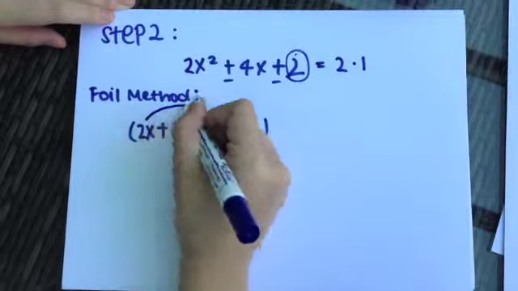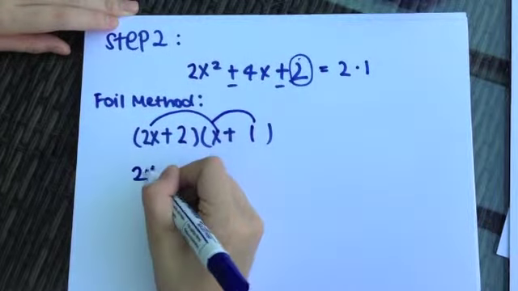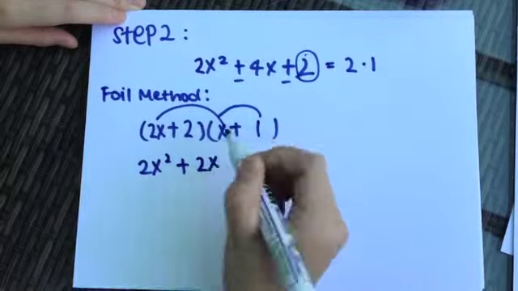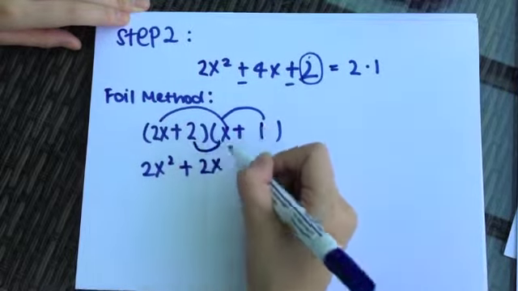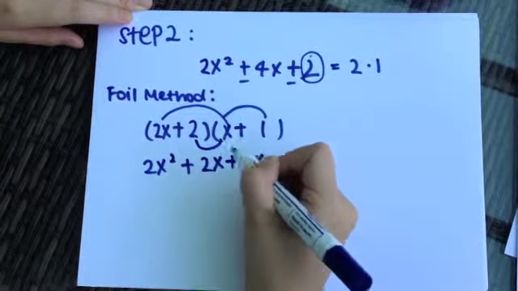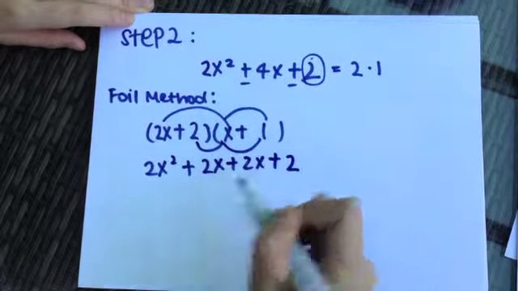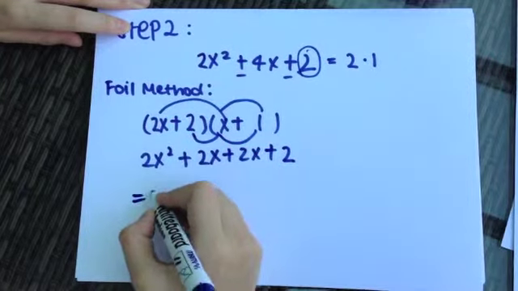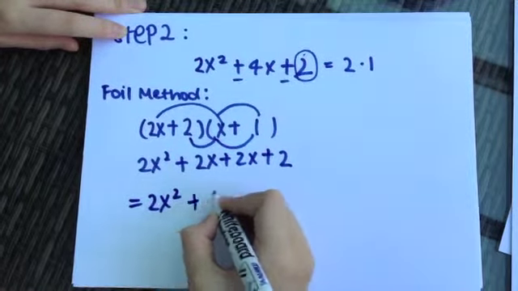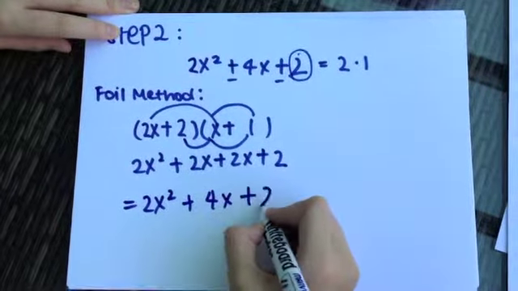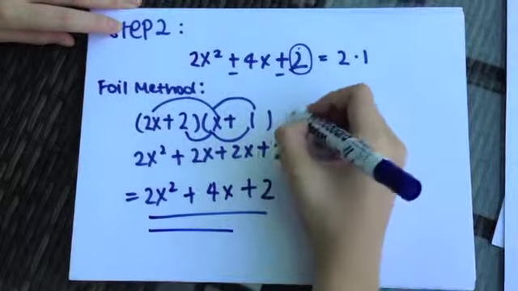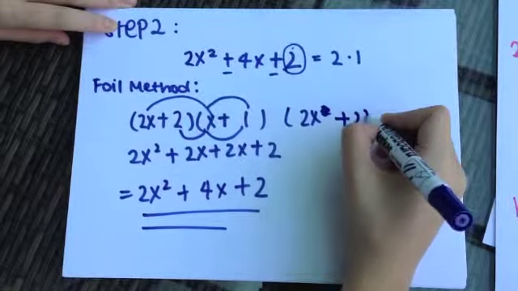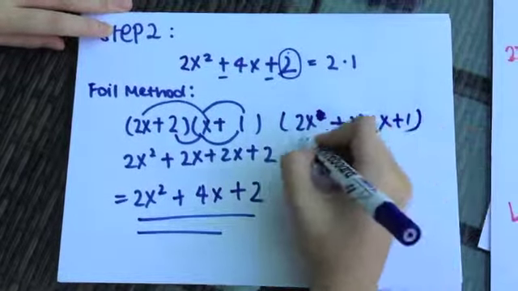So when you multiply it over, 2x times x is 2x squared, plus 2x, and then the next one, plus 2x plus 2. If you sum it up, it'll be 2x squared plus 4x plus 2. So we got our answer. The answer should be 2x squared plus 4x plus 2, which is 2x plus 2 times x plus 1.